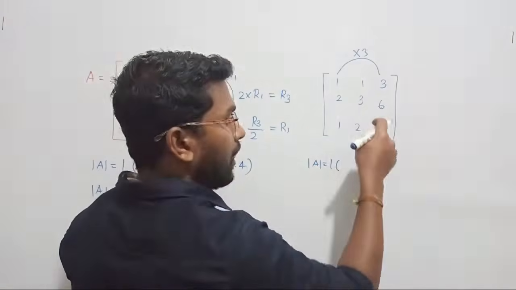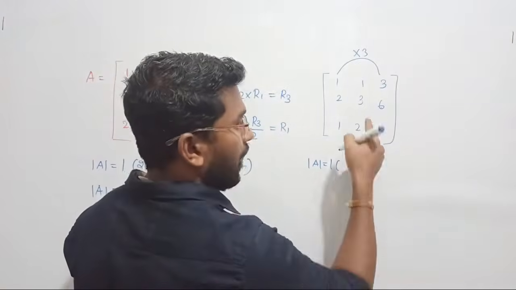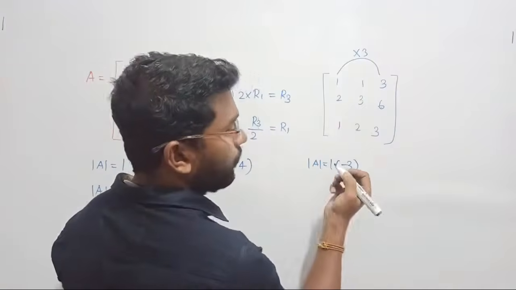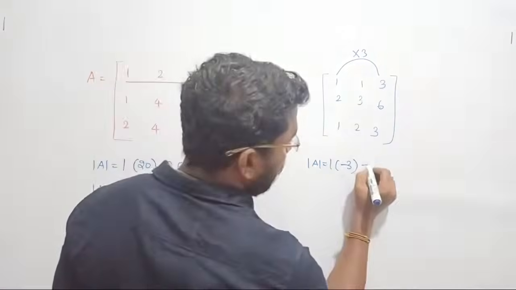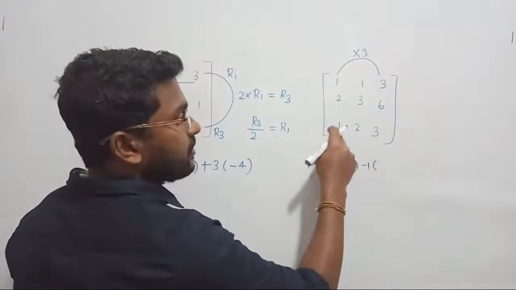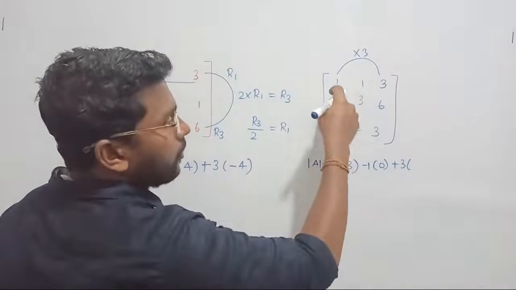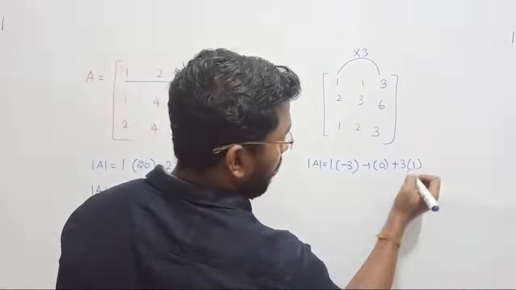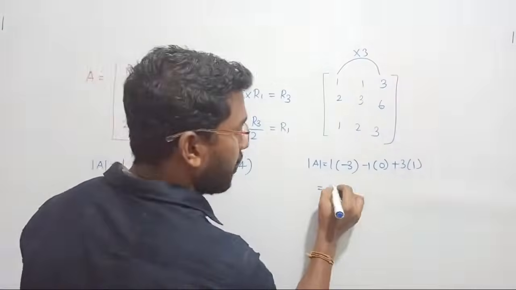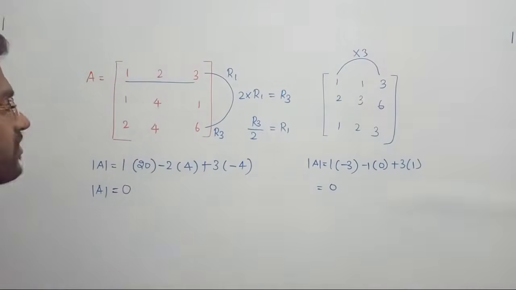1 into 9 minus 12 will give you minus 3. Similarly, minus 1 into 6 minus 6 will give you 0. Plus 3 into 4 minus 3 will give you 1. Such that minus 3 plus 3 will become 0. Do you agree? So what is the conclusion?